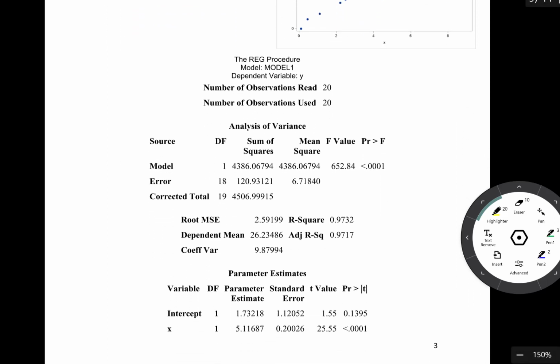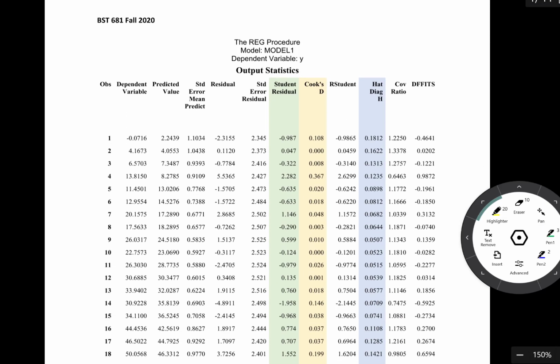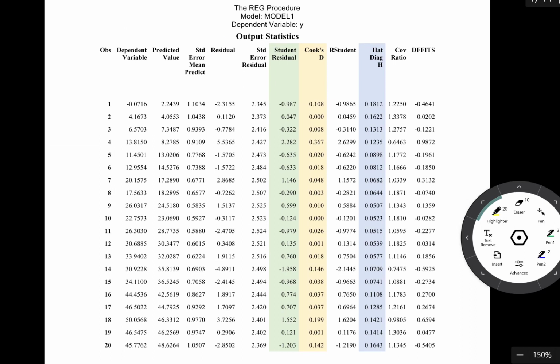Some values that we're going to compare later on, that I want to bring your attention to, are the overall f-test, r², the intercept, and the slope. We're going to use these for comparison later on. I also want to bring your attention to the output in terms of the residuals.